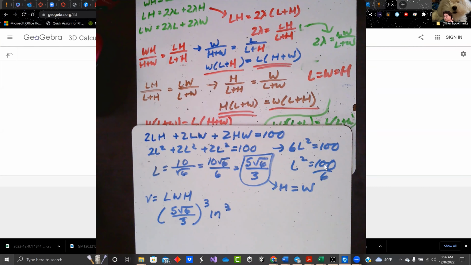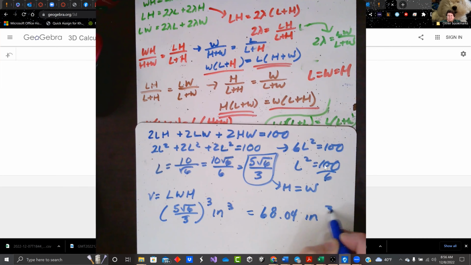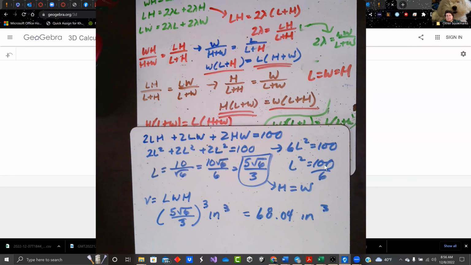And pulling out a calculator, just because I'm kind of curious. 10 divided by √6. And now cube that. Not very big. 68.04 cubic inches. So if the surface area of the material is only 100 square inches, the maximum volume occurs at 68.04.